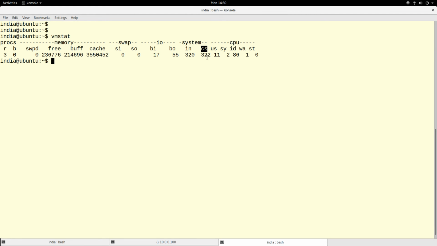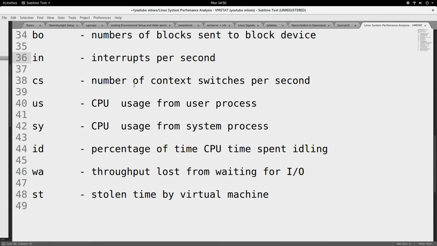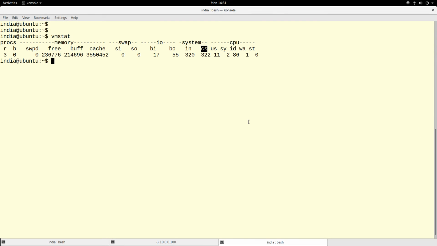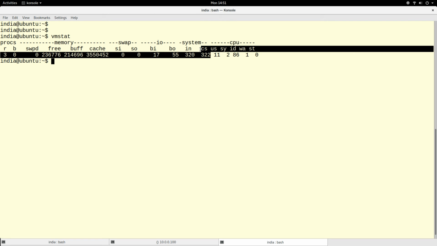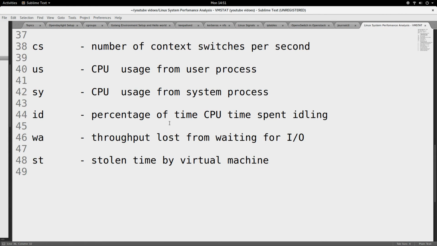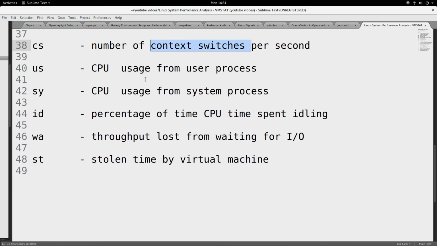So the next one is context switches. Context switches is the number of times the CPU needs to move some processes out of the CPU and move in another process. So basically switching context. A high number of these might degrade the performance of your system. If for a particular application you have a lot of context switches, that might be something you need to take care of, because context switches are expensive things to do.